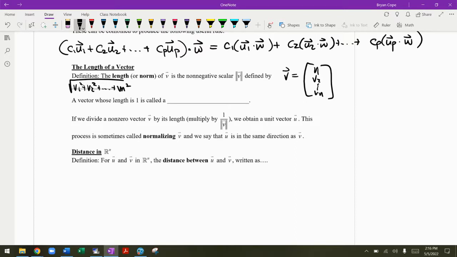Yeah. If we're in 3 space or 2 space, it's like the Pythagorean theorem, but in n space, that's all called magnitude. And a vector whose length is 1 is called a unit vector.